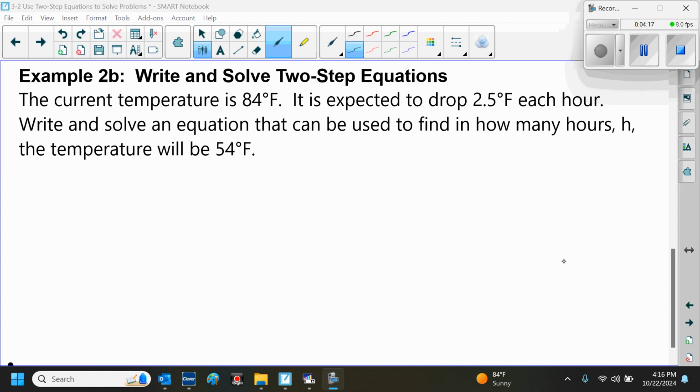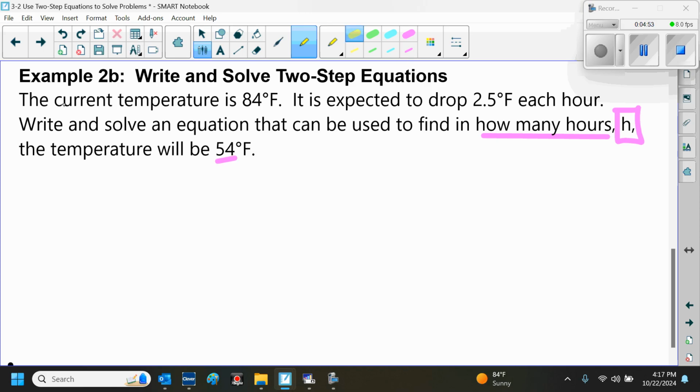All right, example 2b says the current temperature is 84 degrees Fahrenheit. It is expected to drop 2.5 degrees Fahrenheit each hour. Write and solve an equation that can be used to find in how many hours H the temperature will be 54 degrees Fahrenheit. So, let's start with our unknown. We know that H is how many hours it's going to take to drop to that temperature, okay?